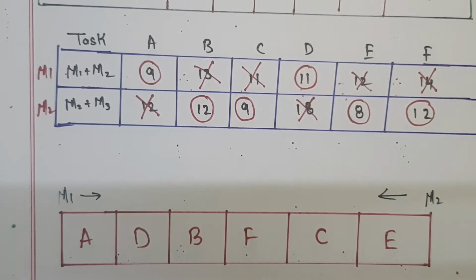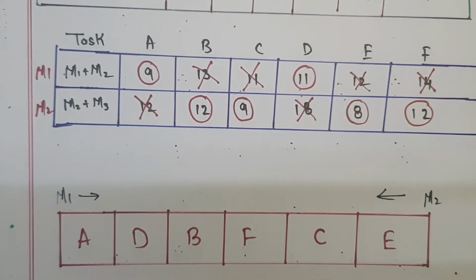This is my sequencing. So, like this I can find out the sequencing. So, what is the sequencing I got here? A, D, B, F, C, E. Okay? After that, again you have to go for that same procedure.